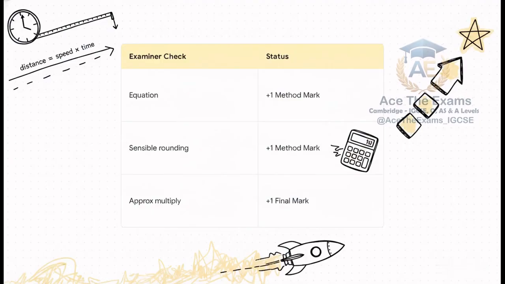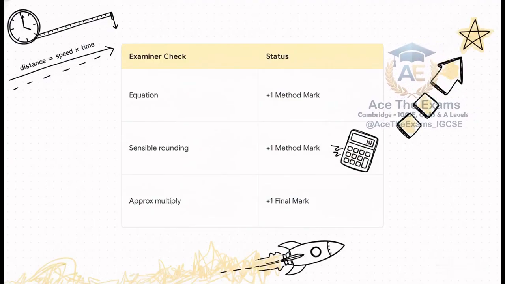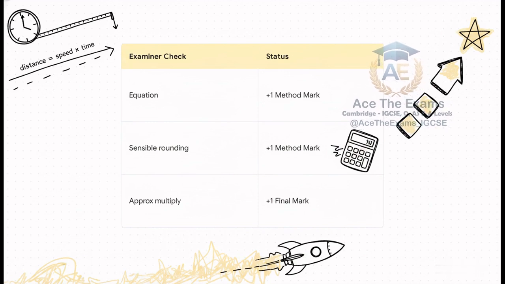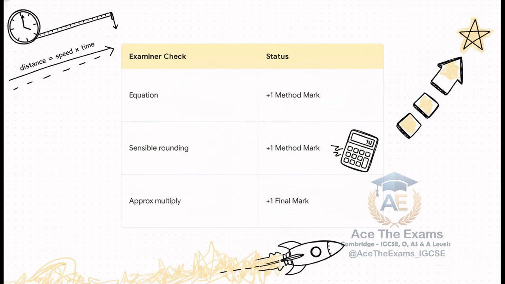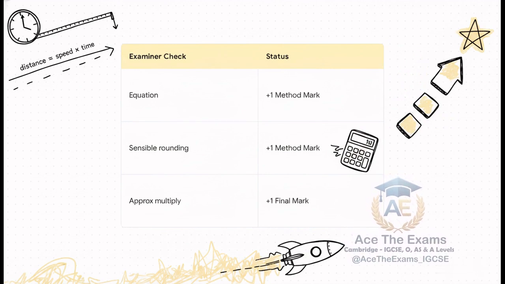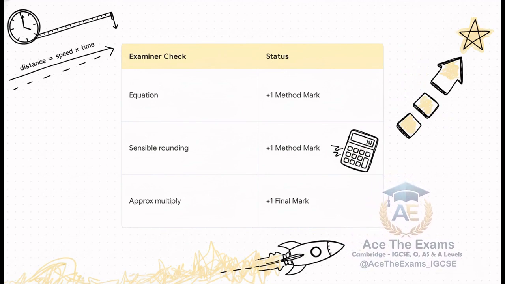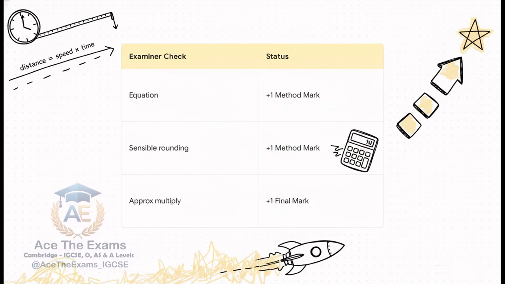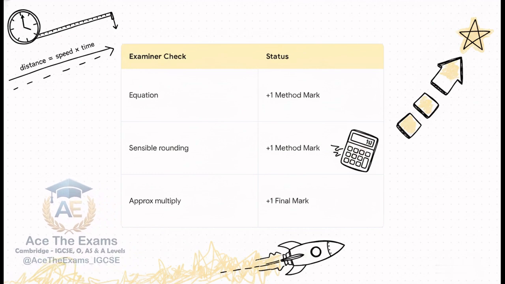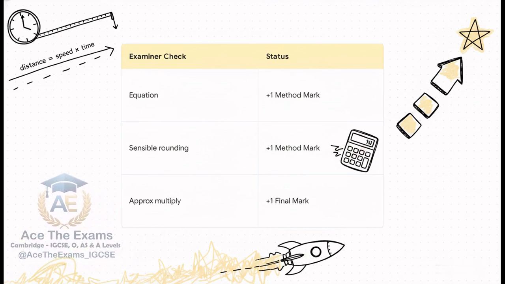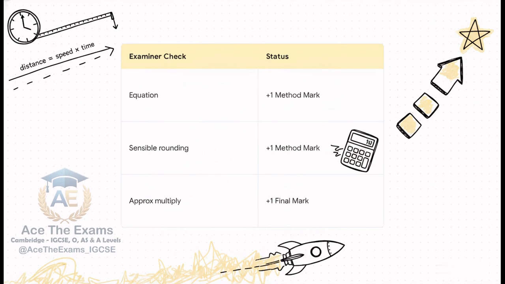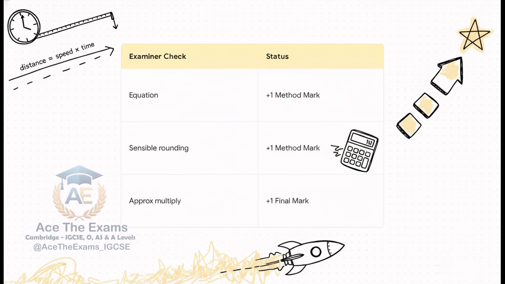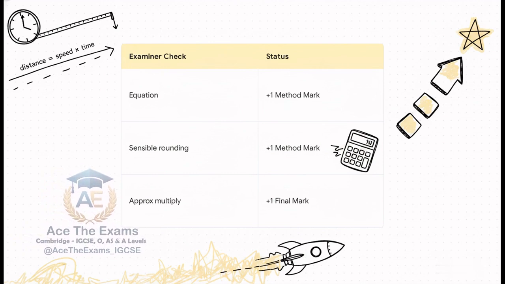Here's exactly how the examiner mark scheme rewards you for this specific question. You get 1 method mark just for stating or using the core equation, distance equals speed multiplied by time. You get a second method mark for sensible time rounding, meaning rounding 17 hours and 22 minutes to something highly manageable, like exactly 17 hours or maybe 17.5 hours. Then, the final mark is reserved for approximate multiplication, giving an answer safely around 14,000 or 15,000 kilometers. See? The mark scheme rewards the estimation reasoning and your physics intuition, not exact decimal precision.